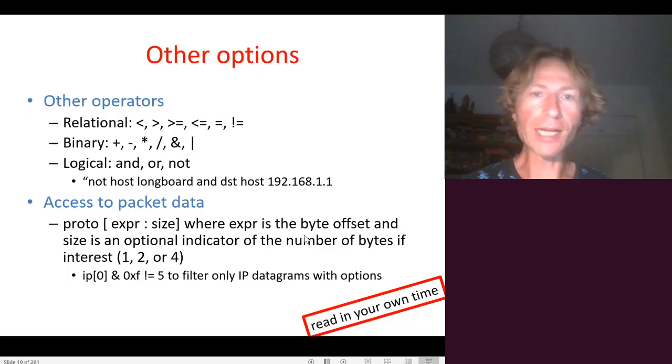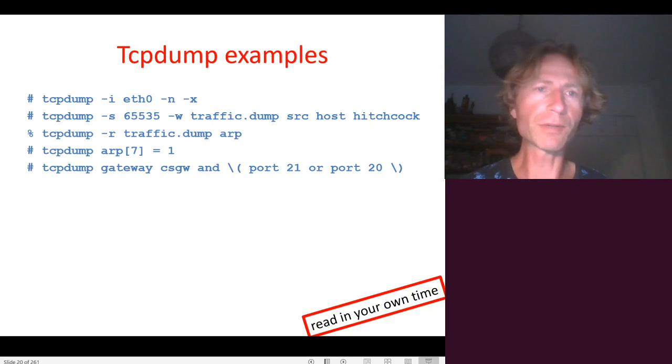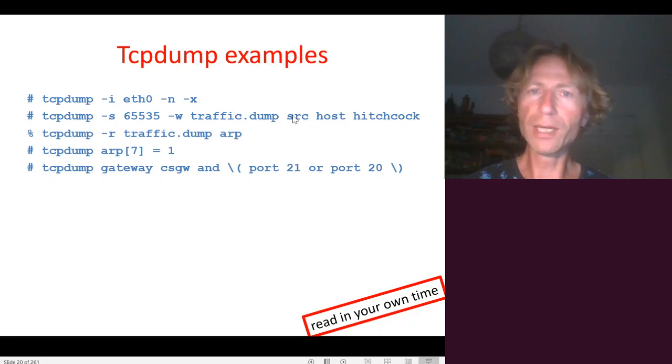Great. So some other examples of what you can do with tcpdump are, for instance, tcpdump of everything that is on this network interface, eth0, and we don't want to do a name lookup, and we want to dump the content of the traffic. Here we write all of the traffic that we receive, the full packet, so snap length 64K, into a traffic dump file. And what we're going to dump in there is all the traffic where the source is a host Hitchcock.